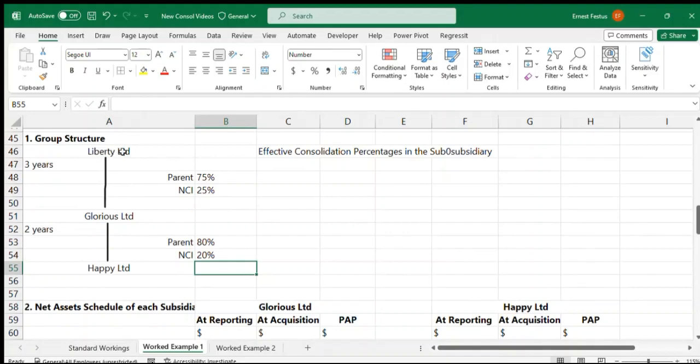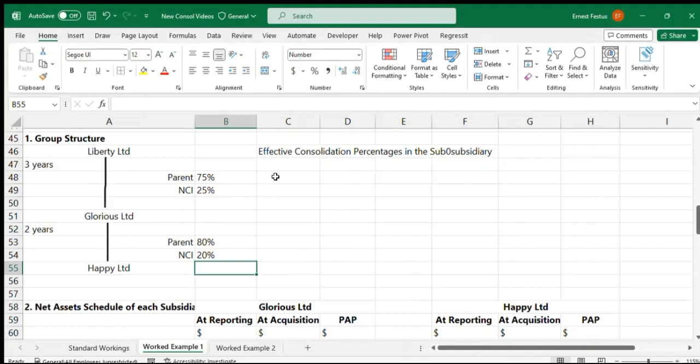And so Liberty acquired 75% of the shares in Glorious Limited, and then Glorious Limited also acquired 80% of the shares in Happy Limited. So the structure depicted here is what we call the vertical group structure, which I dealt with more in my previous video. So this is the vertical group structure.